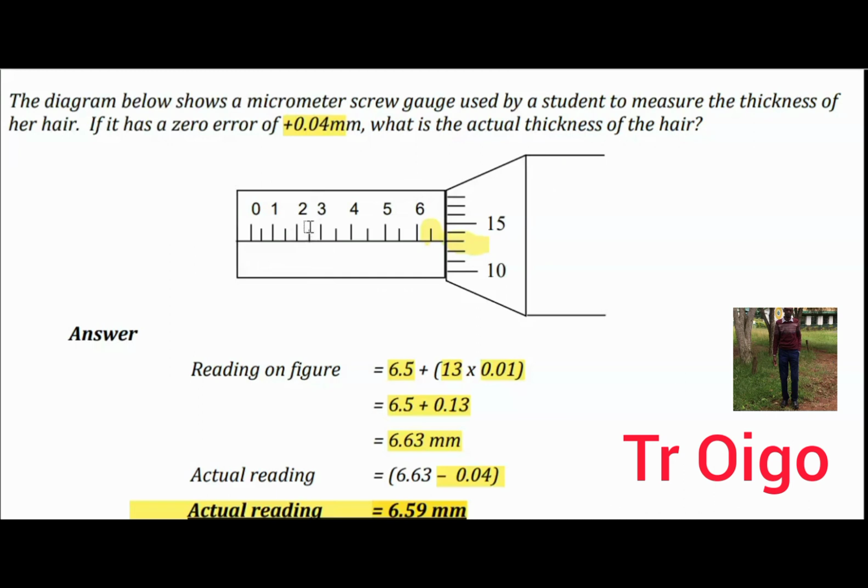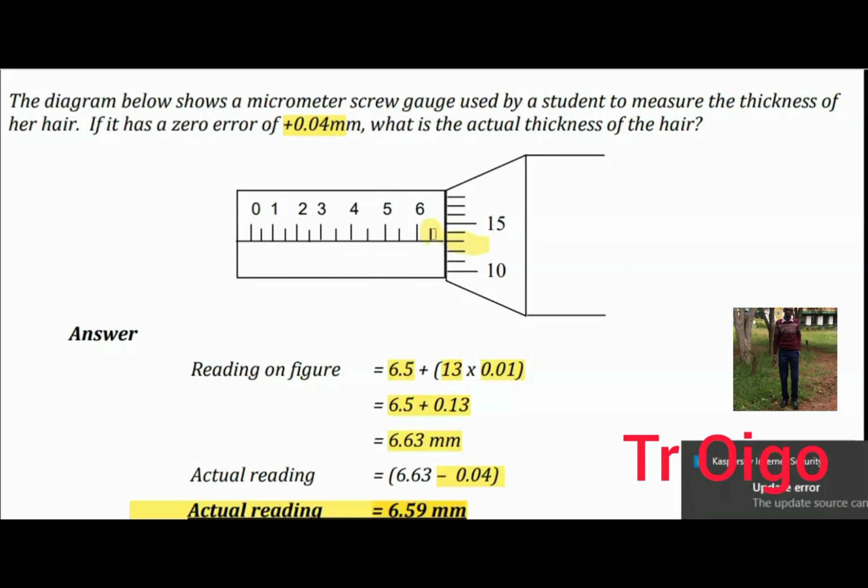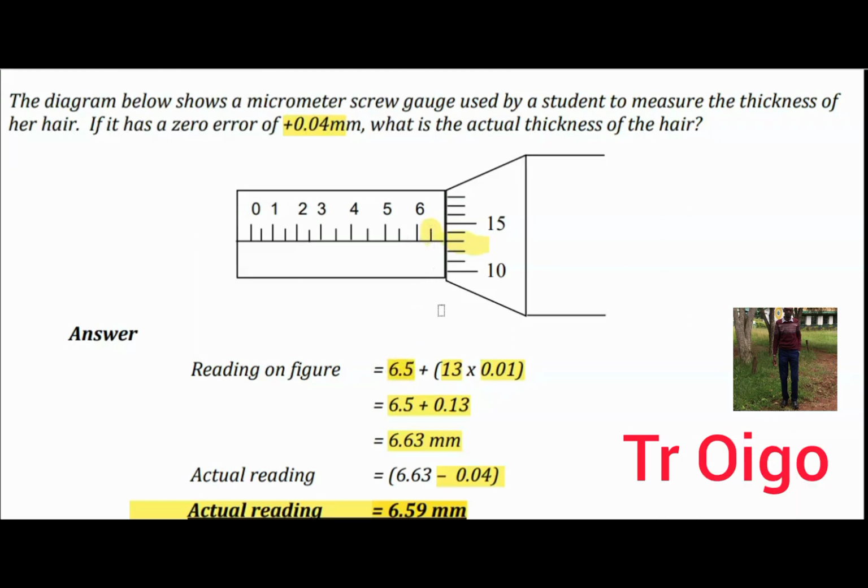Now, to do these particular questions, what are we supposed to do? We will proceed as follows. First of all is to get the sleeve scale reading. If you can see this particular number, for this case, we are seeing 6.5 here. Then we record it. And then we look at the stick that is coinciding. If you look at this one, the coinciding stick here is number 13. So we are going to write 13 multiplied by the least count, which gives us 0.13.